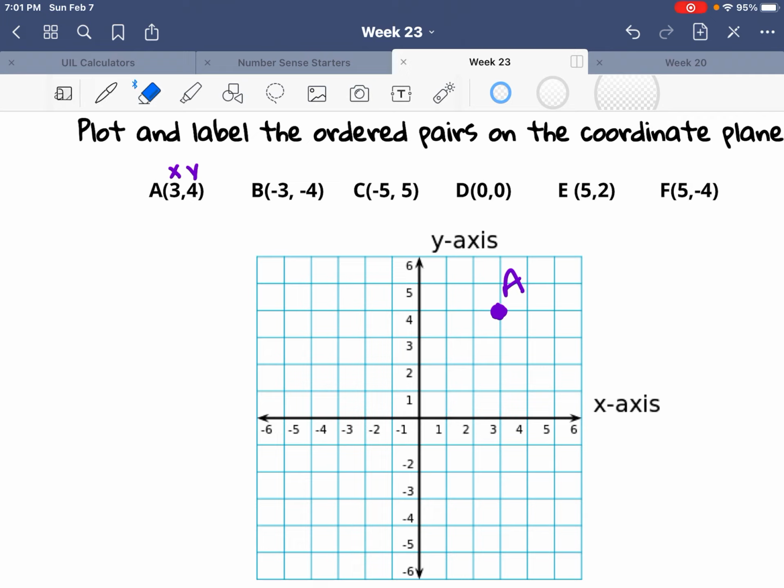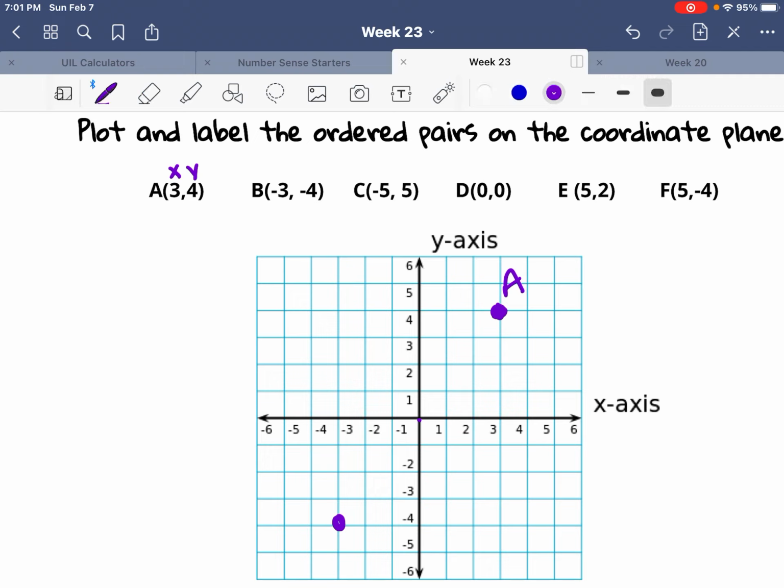Okay, let's plot point B. We'll start again at the origin, and we'll move to -3 this time on the x, and then we'll move to -4 on the y. As you can see, here's -3 and here's -4, and where those two things intersect, that's where my point goes. Okay, I'm going to erase that because that's not how we plot points.